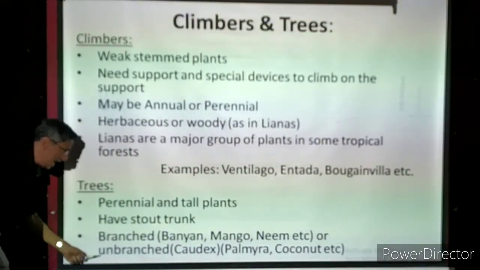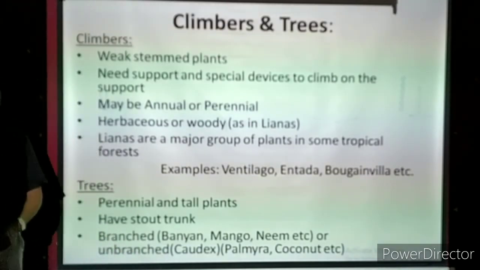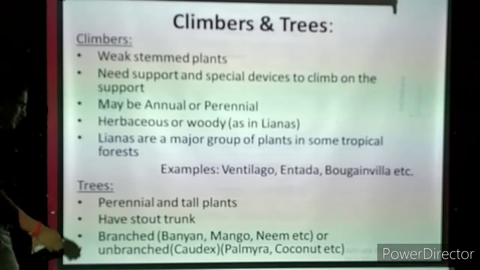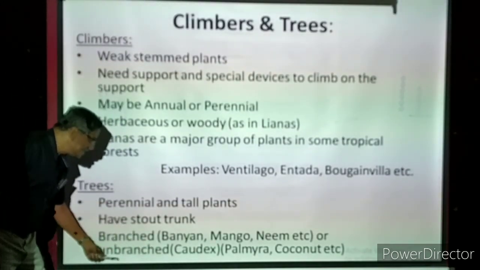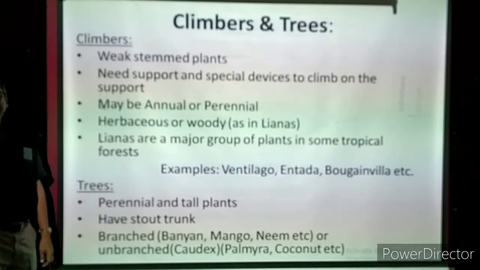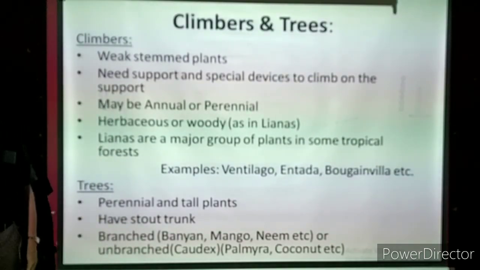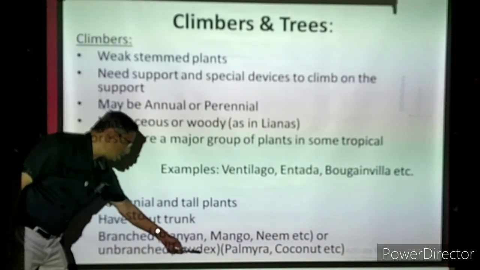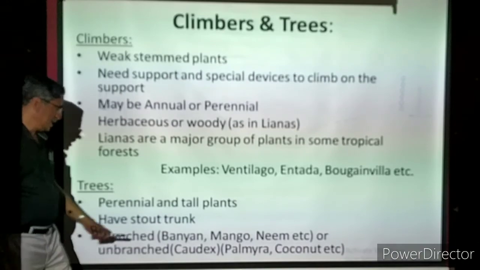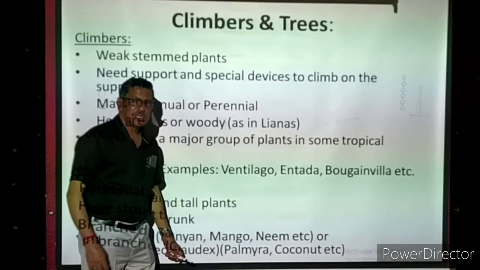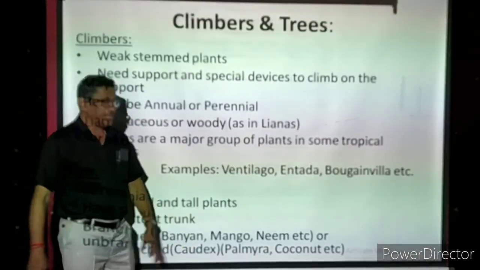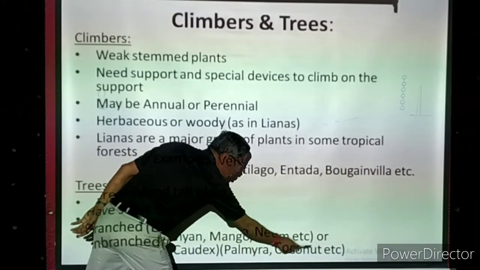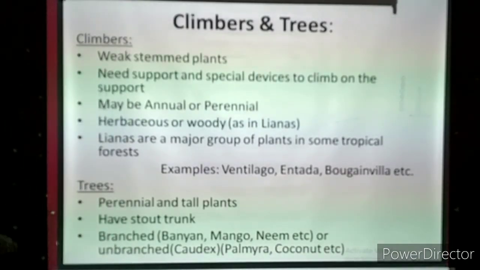Sometimes the trees are unbranched. They don't have any branches. Only the main trunk stem will be growing. Leaves will be there on the top. If unbranched trees are there, they are called caudex trees. For example, the coconut tree, the palm tree. These trees do not have any branches, so these trees are called what? Caudex trees. Example, palmyra. The spelling is actually palmyra, but the L is silent. Palmyra. Next one is coconut, etc. These are the plants which do not have any branches.